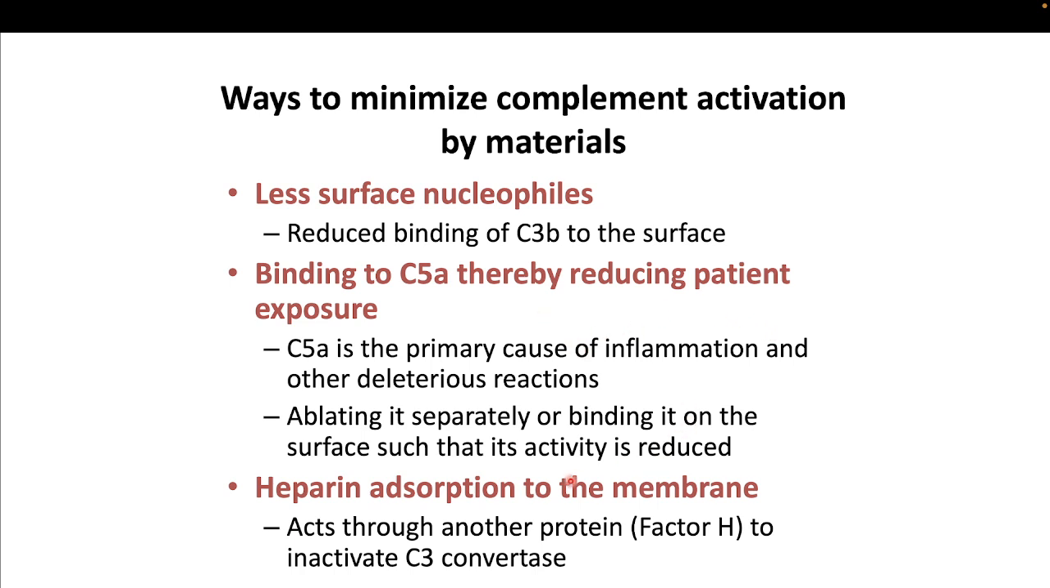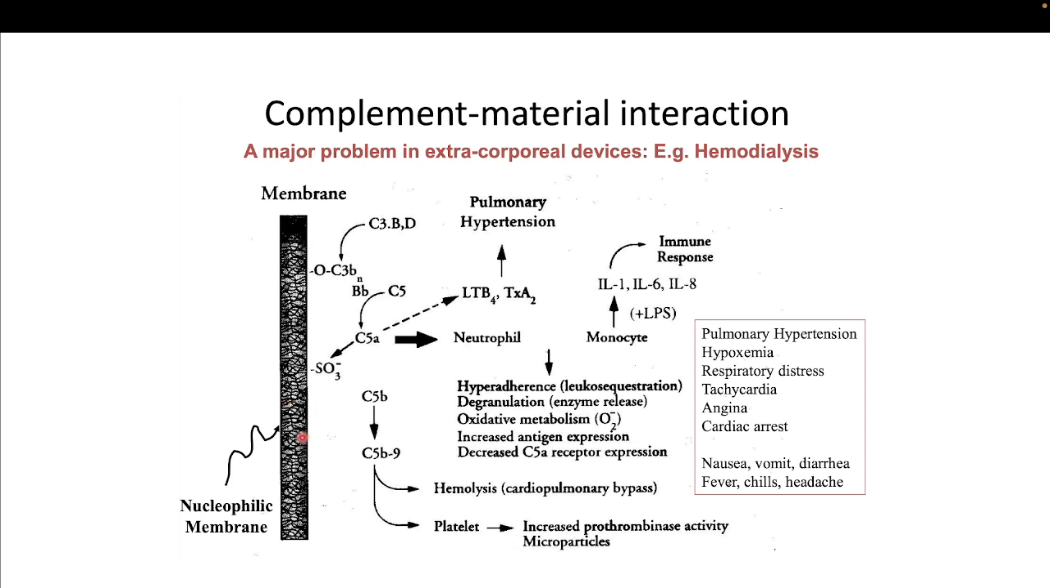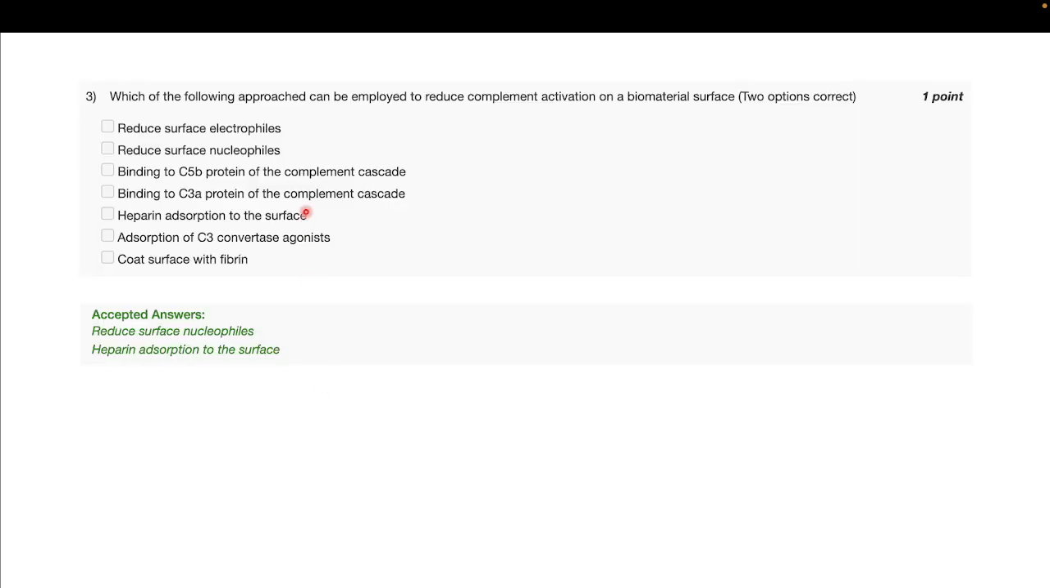So to avoid that, to inactivate C3 convertase, we can just coat this membrane with heparin, which will then work with factor H and cause inactivation of the C3 convertase and then reduce the complement activation. So that's why the answer to this question is, if you want to reduce complement activation on a biomaterial surface, you can reduce the surface nucleophiles, or you can adsorb heparin on the surface. Is this clear?